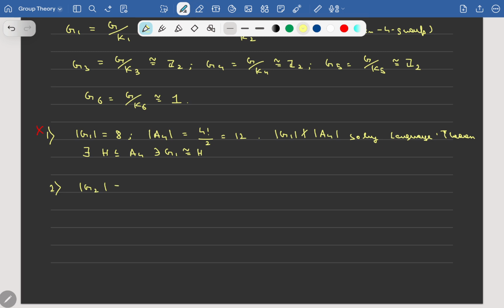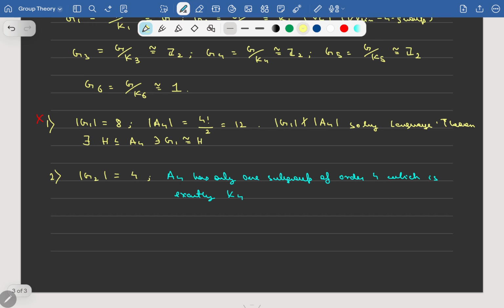So now check the cardinality of G2. So it's 4. So we need to identify how many subgroups there are in the alternating group A4 of order 4. Now this is a very interesting result: A4 has only one subgroup of order 4, which is exactly the Klein 4 group itself. Now if it had come out to be the cyclic group of order 4, then this case would also have failed, but it comes out to be exactly K4.